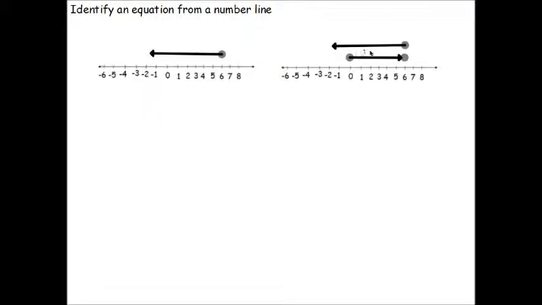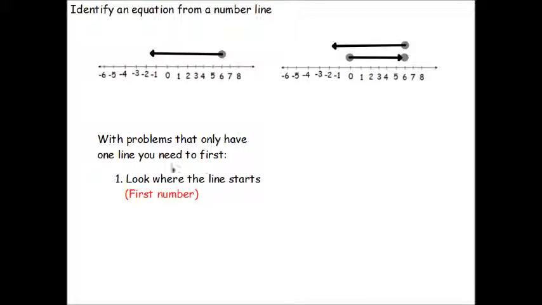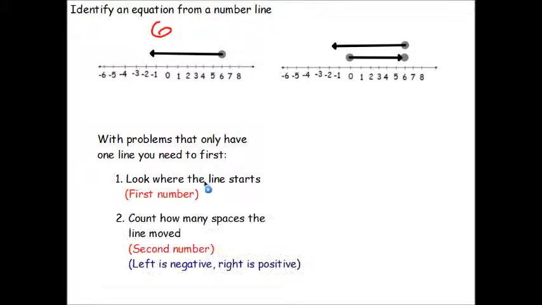All right. We also need to be able to identify an equation on a number line. So if we look at this one, right now I'm at 6 and I'm ending at negative 2. So with problems that only have one line, you need to first look where the line starts. So that's my first number. In this case, my line is starting at the point at 6. So that's my first number. All right, and then it says count how many spaces the line moved. So it moved 1, 2, 3, 4, 5, 6, 7, 8 spaces. So 8 spaces. So that's my second number.